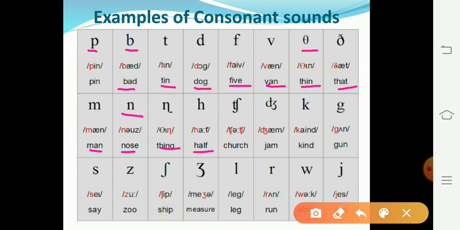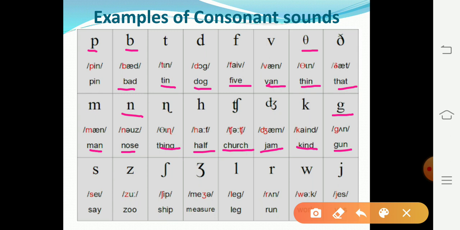H, as in the word half. The next sound is ch, as in the word church. The next sound is j, as in the word jam. The next sound is k, as in the word kind. The next sound is g, as in the word gun.